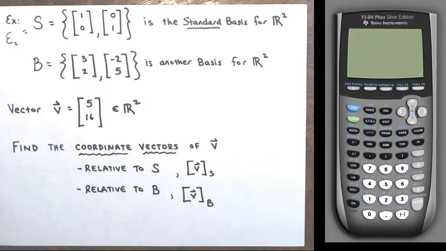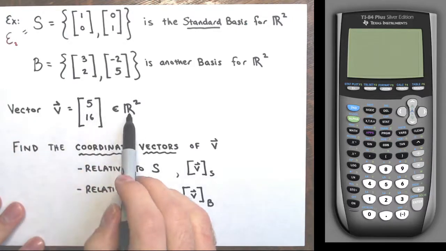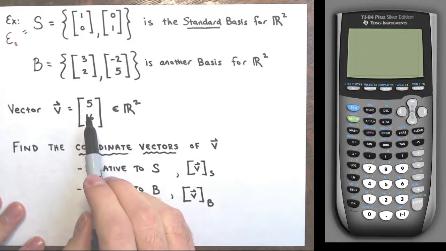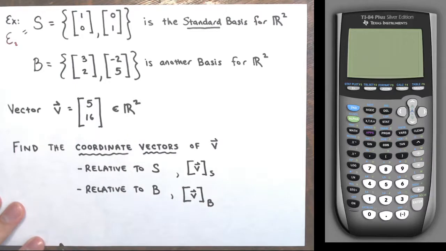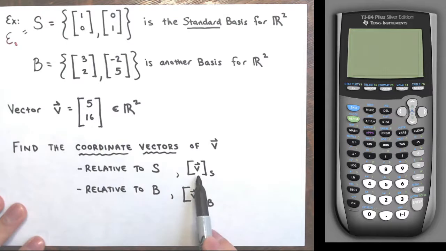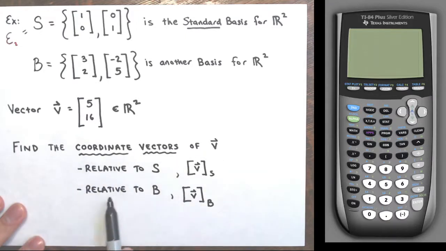Now we're given a vector v from R2, a vector with two components. Say v is the vector with components 5 and 16, and this belongs to R2. What I'm asked to do is find the coordinate vector of v relative to the standard basis, written with brackets around v with a subscript of S, and find the coordinate vector of v relative to the other basis B, brackets around v with a subscript of B.